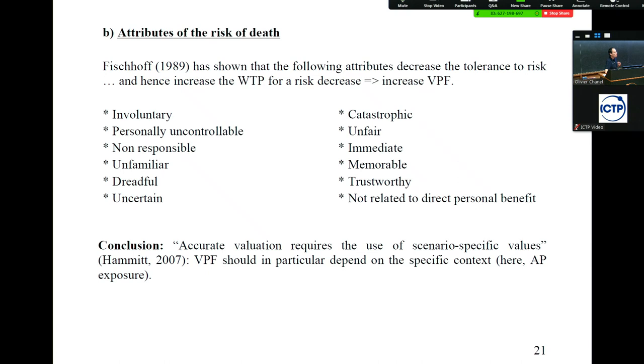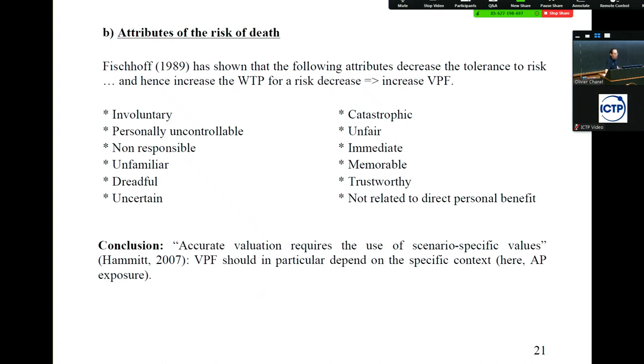then you have a lower tolerance to this risk, then you are willing to pay more, even if the change proposed in the level of mortality risk is the same. The characteristics of these risks make you willing to pay more to decrease it, and then it's going mathematically to increase the value of a prevented fatality. If you want to pay more to suppress a given risk or to diminish your exposure to a risk by a given amount, then it's going to increase the value of a prevented fatality.